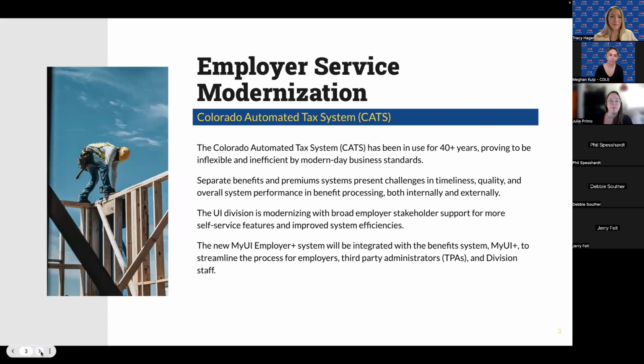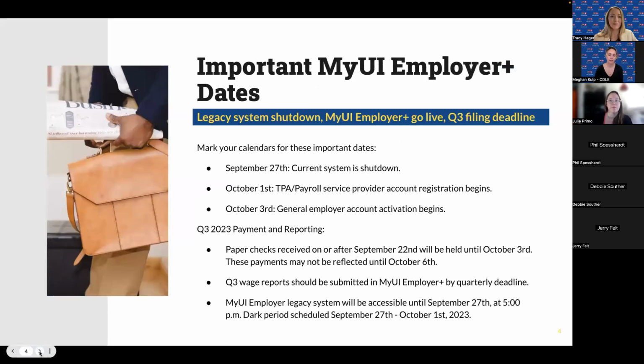And then some important information for you all to have as we go through this week. So the important dates that you're going to want to have on your calendar. Our legacy system, the CAT system, is going to be shut down on September 27th. This is essentially where you will go into the online system, MyUI Employer, if you are currently filing for some of your client employers.